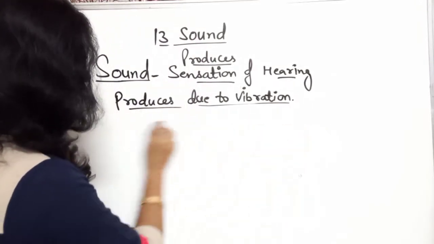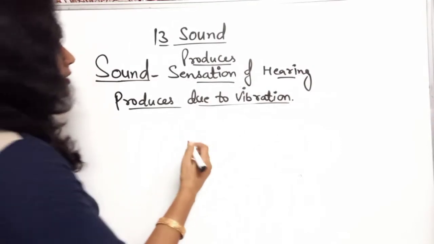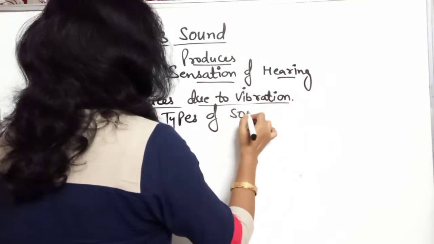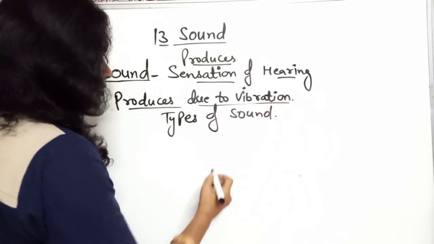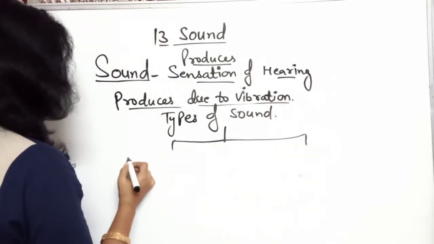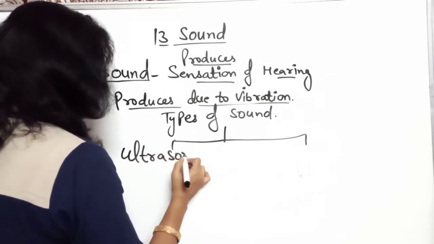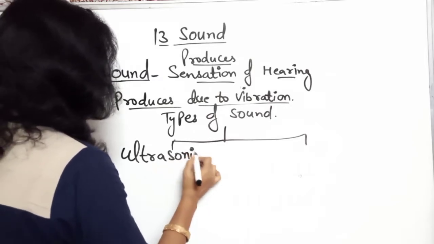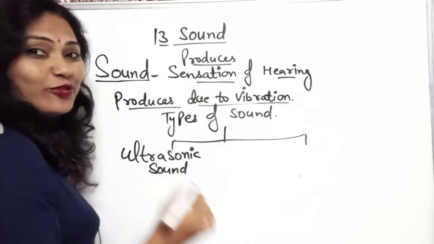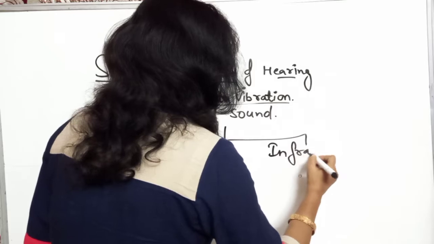Now next, you know the types of sound. Two types of sound are there, that may be ultrasonic sound or infrasonic sound.